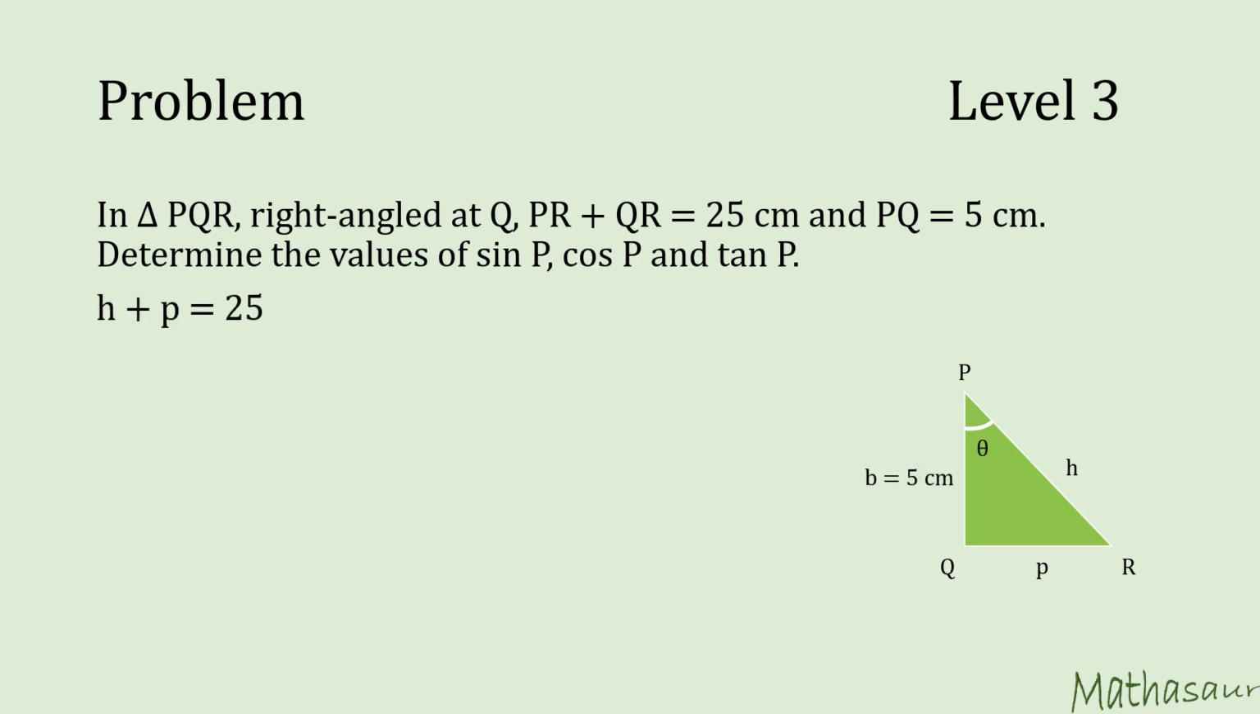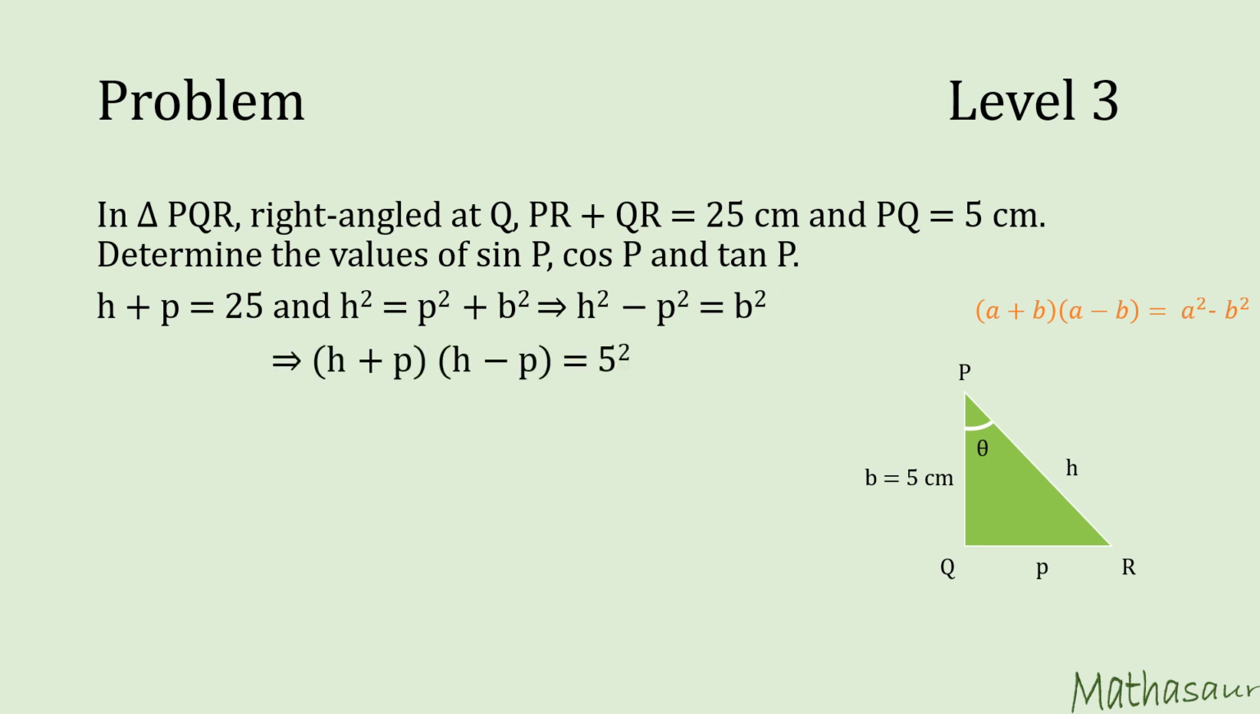Now we are given B equals 5 centimeters and we are also given H plus P equals 25. So applying the Pythagoras theorem, we can rearrange it and write it as h square minus p square equals b square. Let us apply the algebraic identity as we did in the previous problem. So we can expand h square minus p square as h plus p times h minus p and substitute the value for h plus p. Dividing both sides by 25, we get h minus p equals 1.